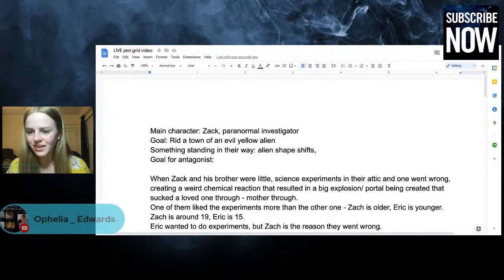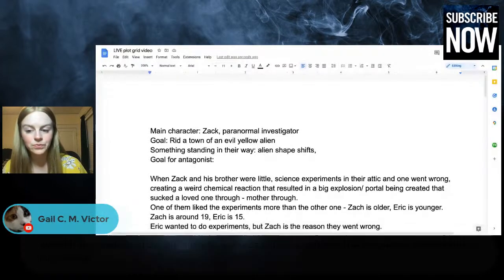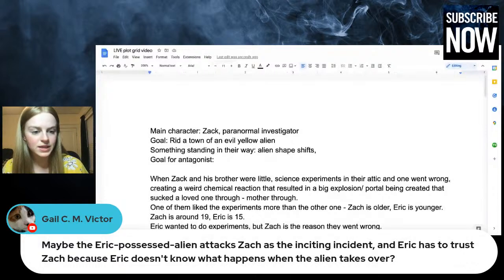Ophelia Edwards said, "What if the brother allows the alien to possess him to punish the people he believed killed his mother?" Oh, that's also true. That would be cool. Gail said, "Maybe the Eric possessed alien attacks Zach as the inciting incident, and Eric has to trust Zach because Eric doesn't know what happens when the alien takes over."